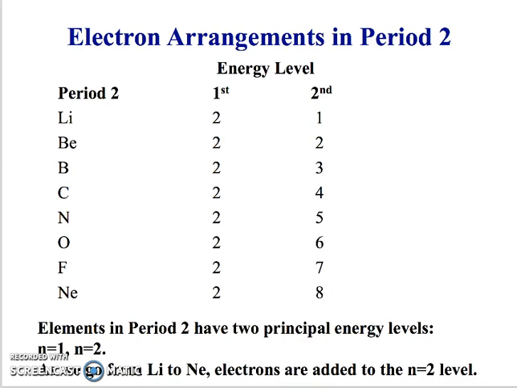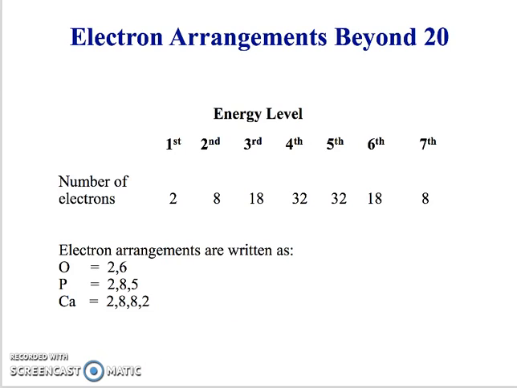And this continues down as we continue down the different periods within the periodic table, until we get to the point where we're beyond the elements from 20 onwards, and then what will happen is that we start splitting them up between different energy levels, depending on the number of electrons.